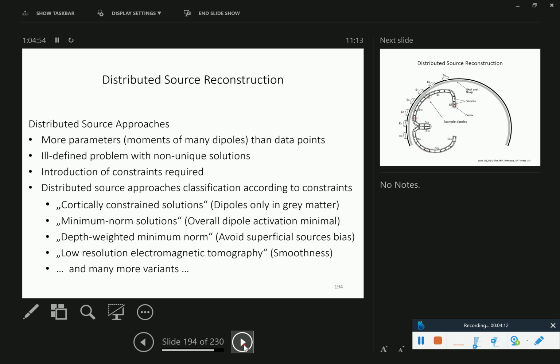So which one does LORETA refer to? Low resolution electromagnetic tomography, that's LORETA. Yeah, the variants with the funny names are actually not on the slide, but there are many. Because that's what engineers do, and they then always come up with one that is a little better than another one.